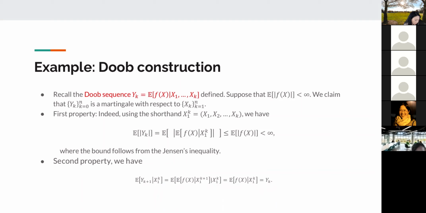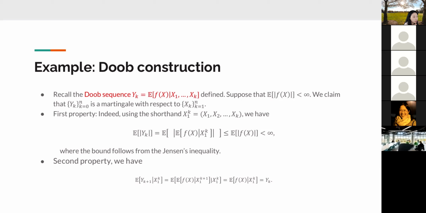This Doob construction basically says that if you have a sequence of independent random variables, you can just construct a Doob martingale using the expectation of any bounded function fx conditioned on x1 through xk. That seems to be a very powerful result, right? So you can basically get the nice properties of the martingale by doing this simple construction. Okay, so this is gonna be very important.